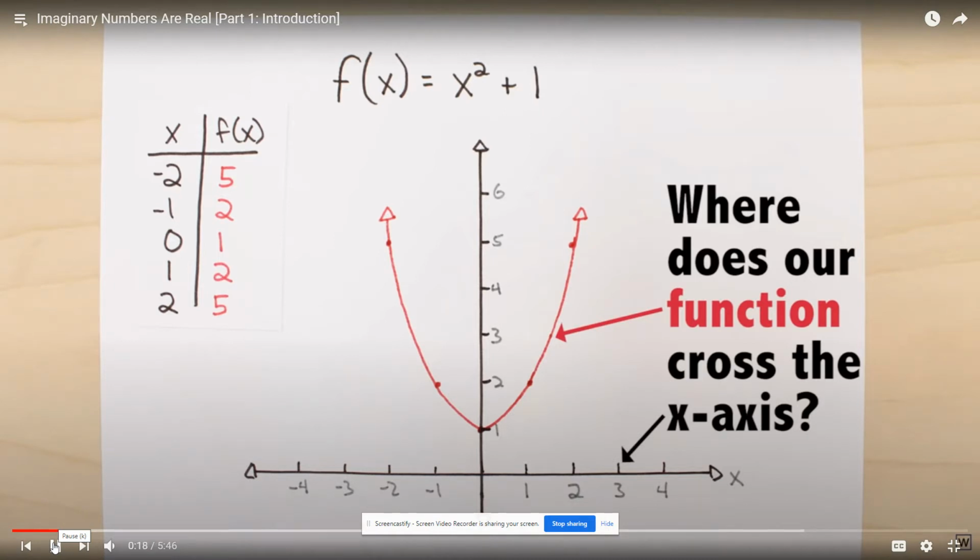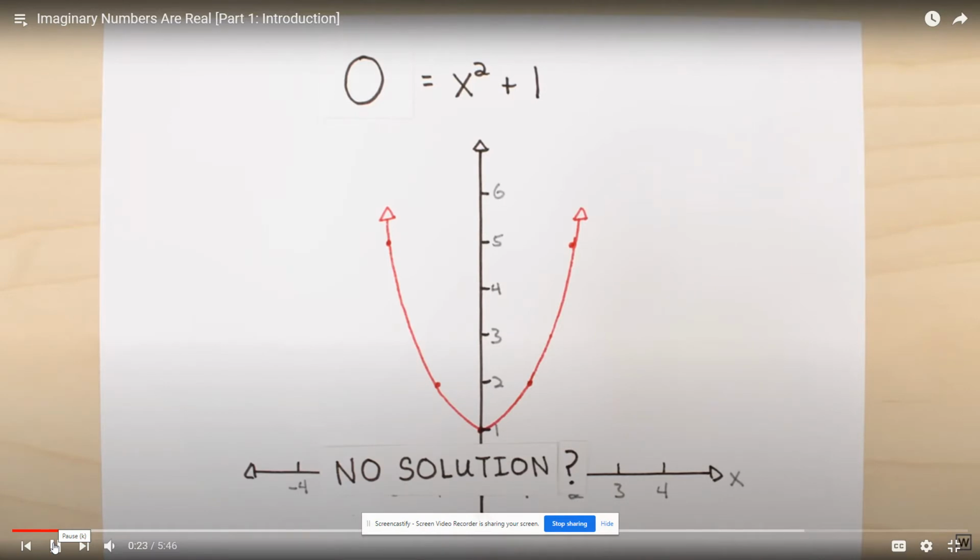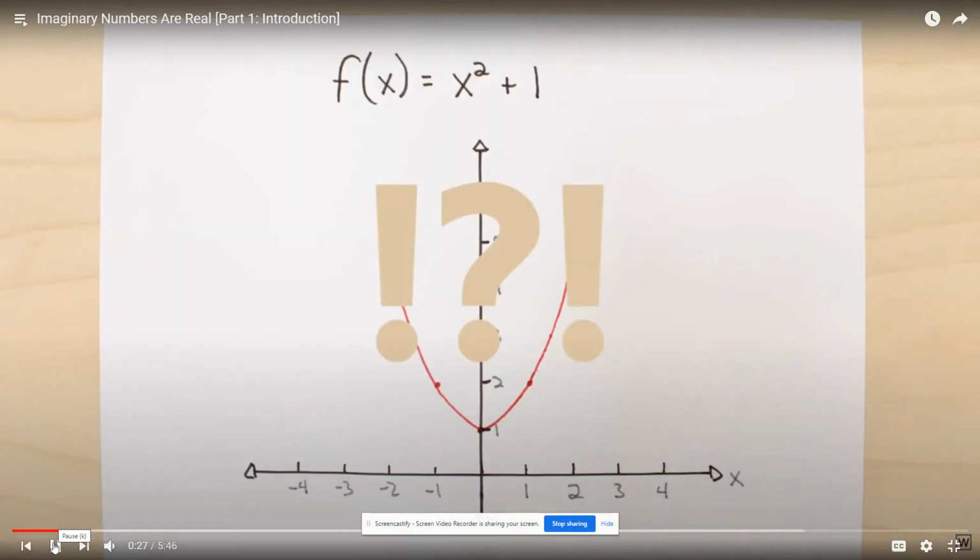As we can see, our parabola actually never crosses the x-axis, so according to our plot, there are no solutions to the equation x squared plus 1 is equal to 0. But there's a small problem.